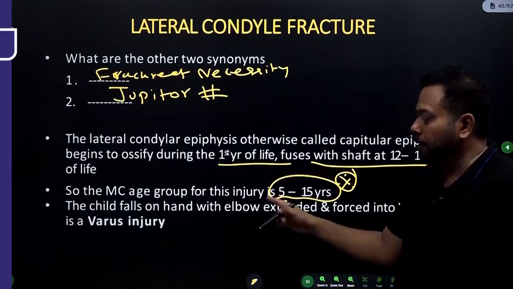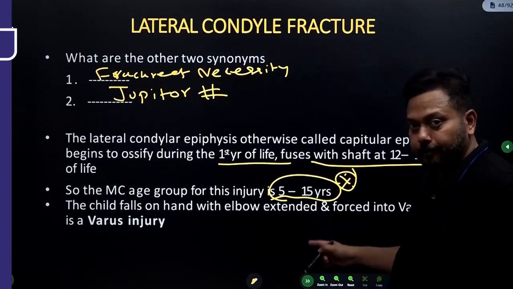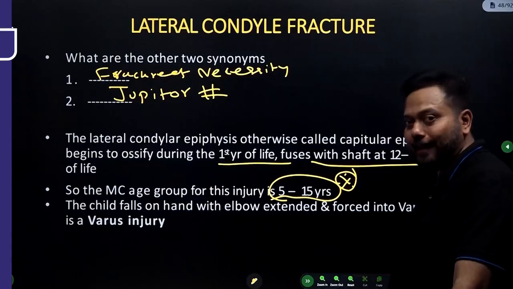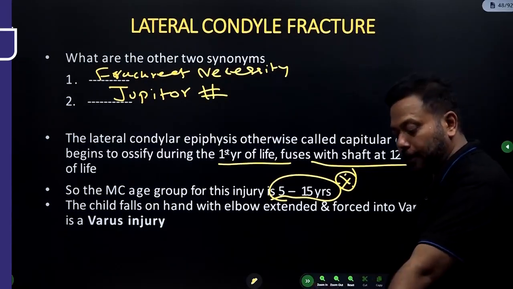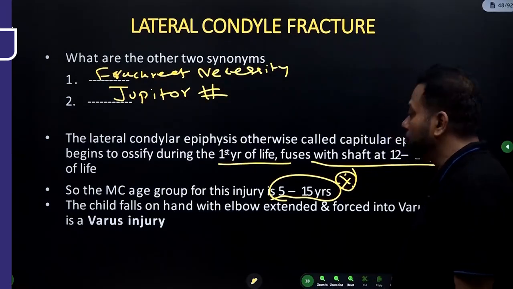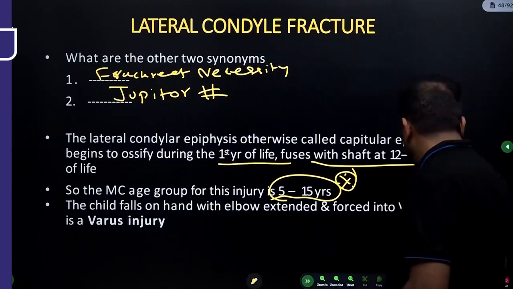The child falls on hand with elbow extended and forced into varus. Okay, elbow extended, forced into varus. So it's a varus type of injury.